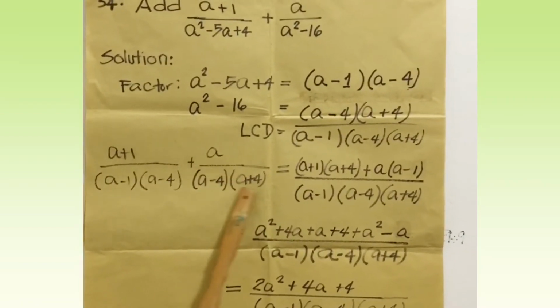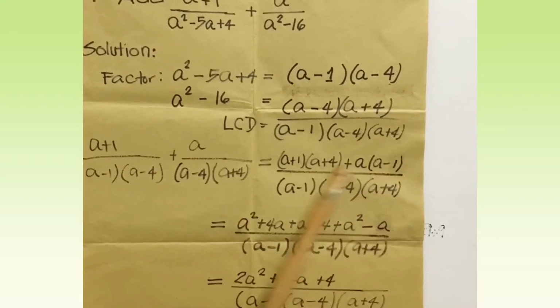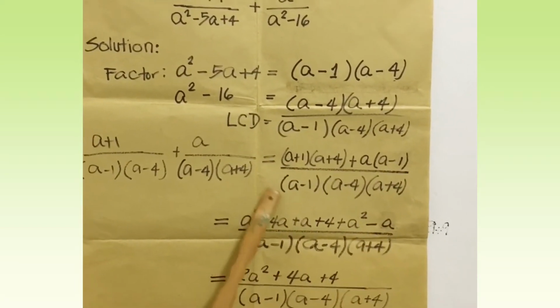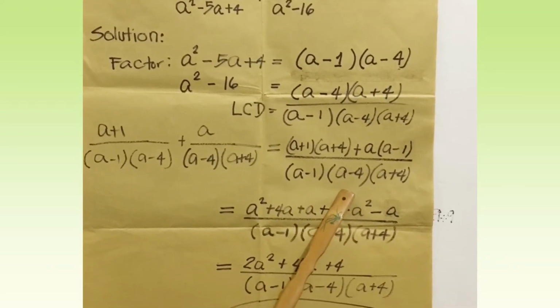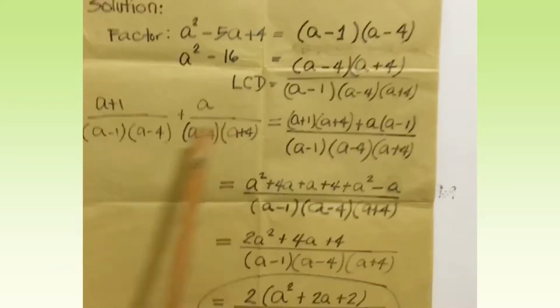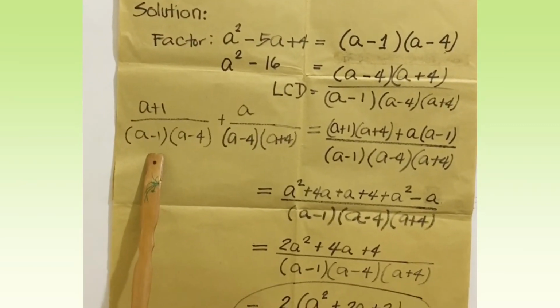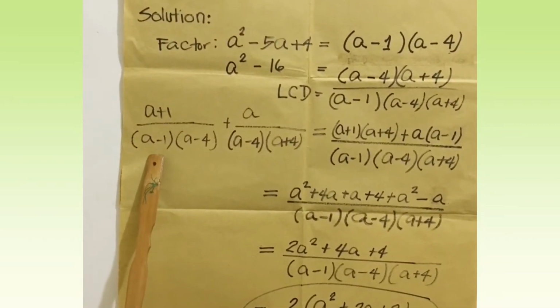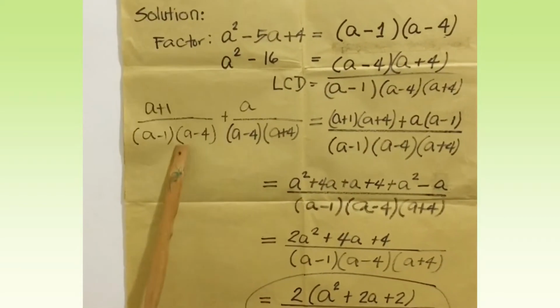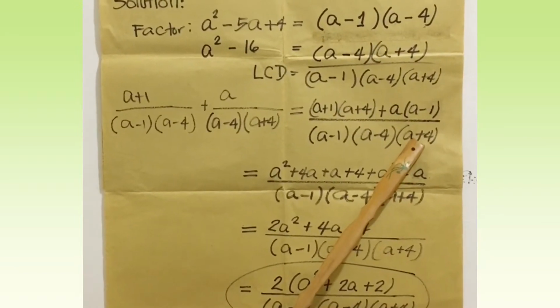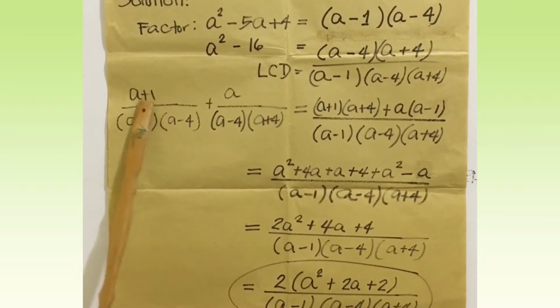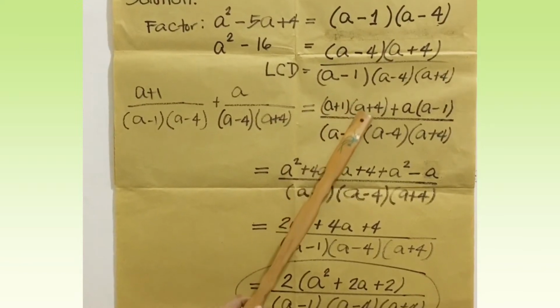Then copy the given, and we're going to write a line here and copy the LCD, least common denominator, and we're going to divide this by the given denominator in the first rational expression. So we're going to cancel a minus 1, a minus 1, a minus 4, a minus 4. The remaining is a plus 4. This is multiplied to the numerator. That's why our answer is a plus 1 times a plus 4.